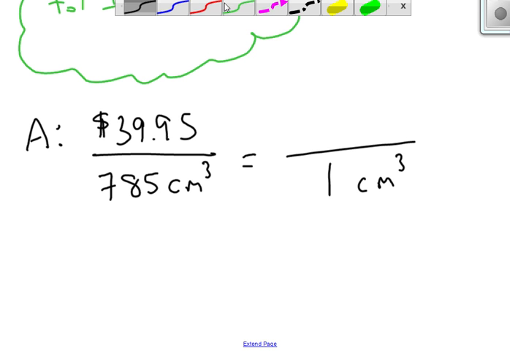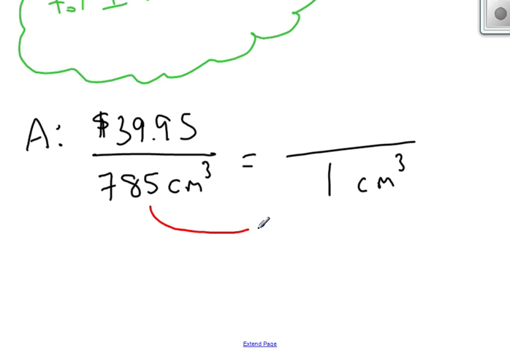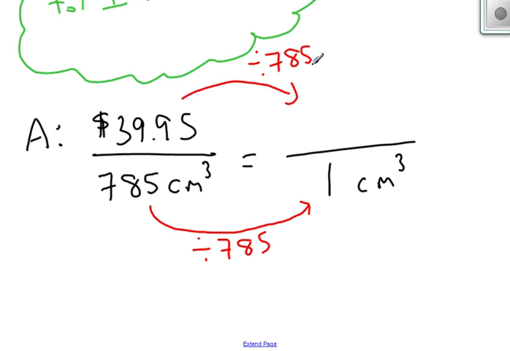So this is now suddenly a ratio question. So think about ratio as either a multiplication or a division problem. To go from 785 down to 1, I must have divided by 785. And therefore, I need to do that to the numerator. So in your calculator, you're going to take $39.95 and divide by 785.